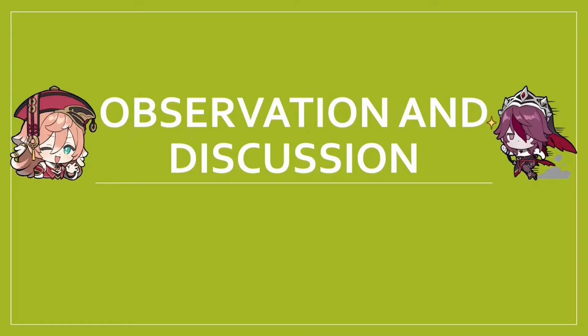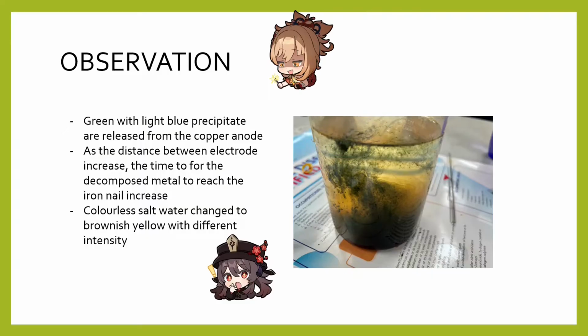Now, let's move to observation and discussion. We observed that green with light blue precipitates are released from the copper anode and take different times to reach the iron nail, which is scattered in the process of electroplating by changing the distance between electrodes. The colorless salt water also changed to brownish yellow with different intensity during the experiment.